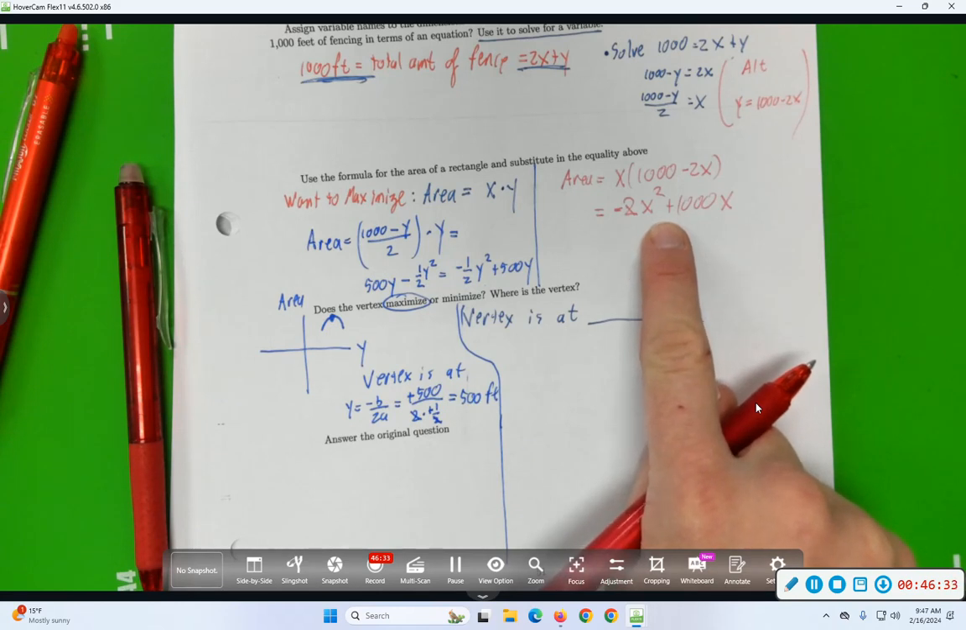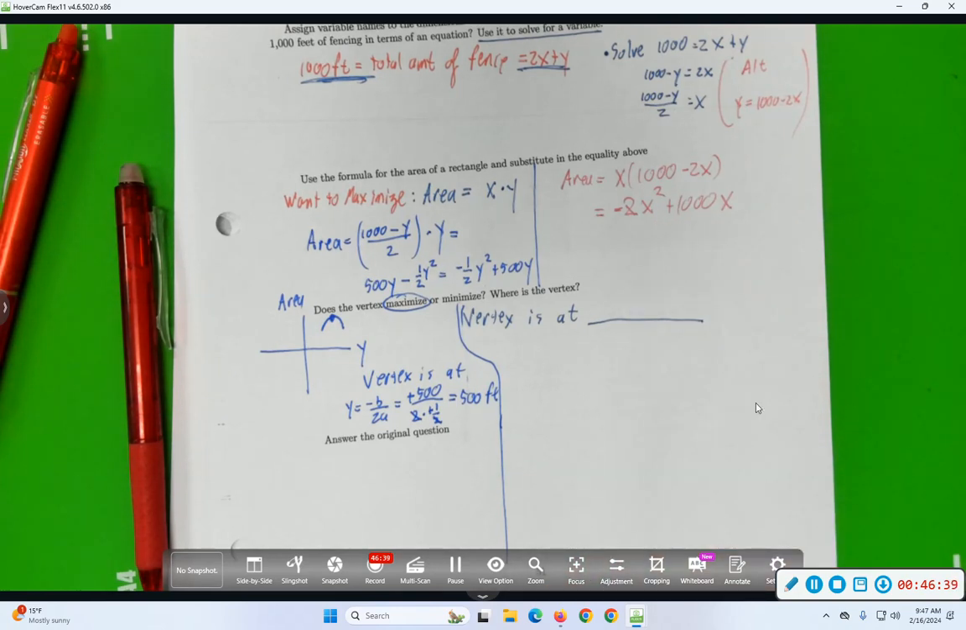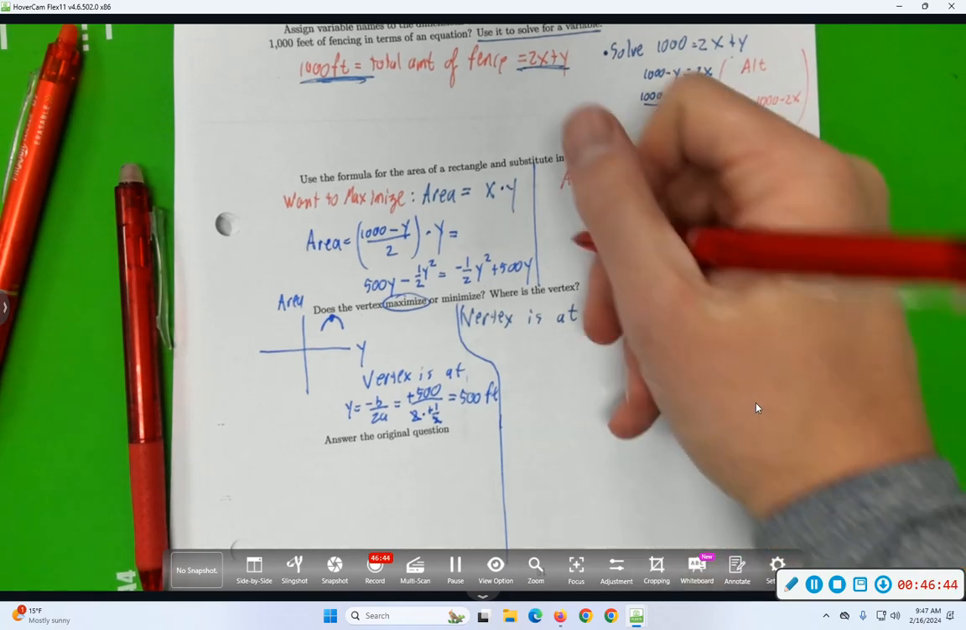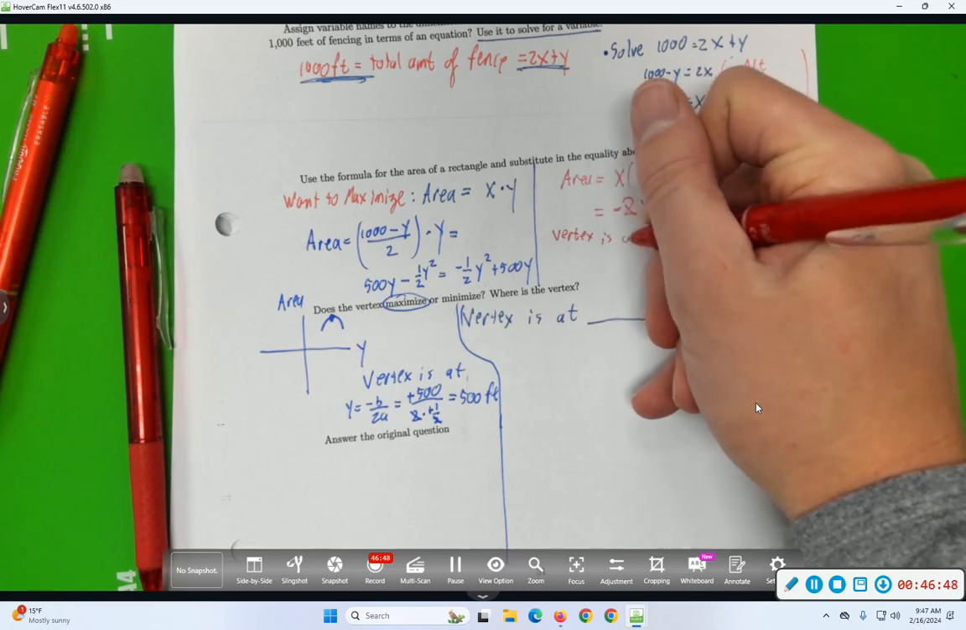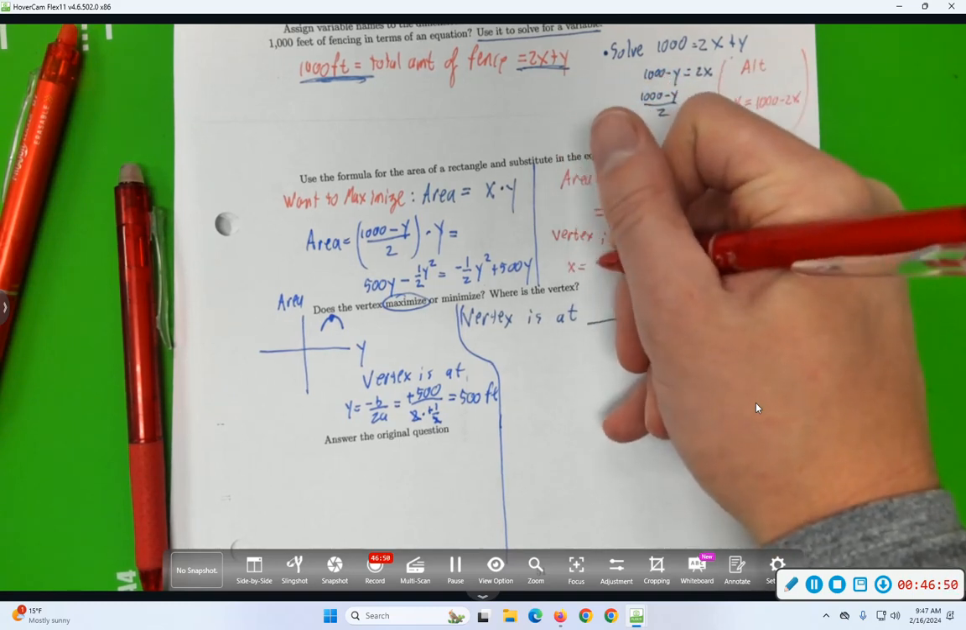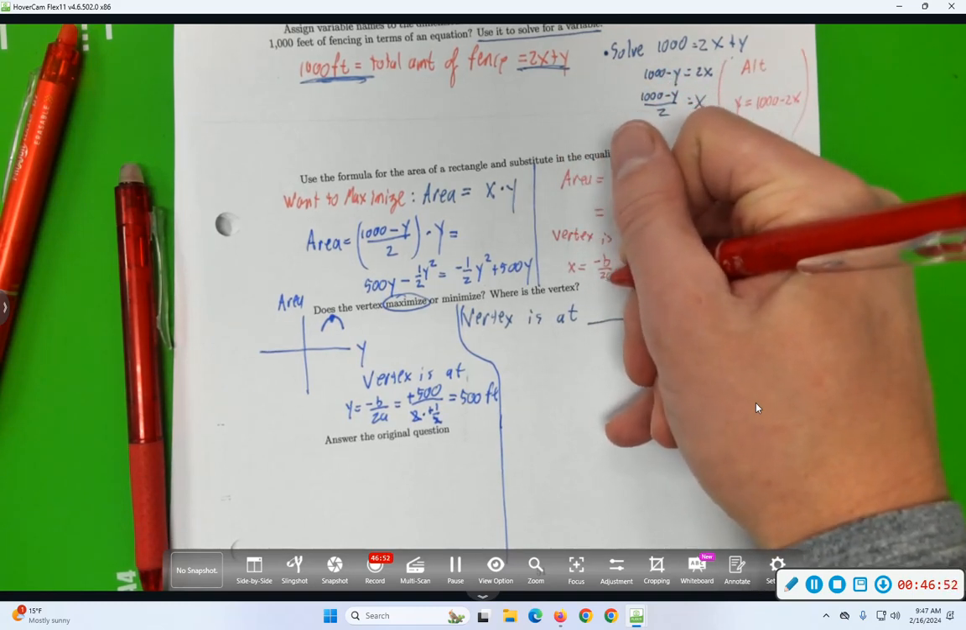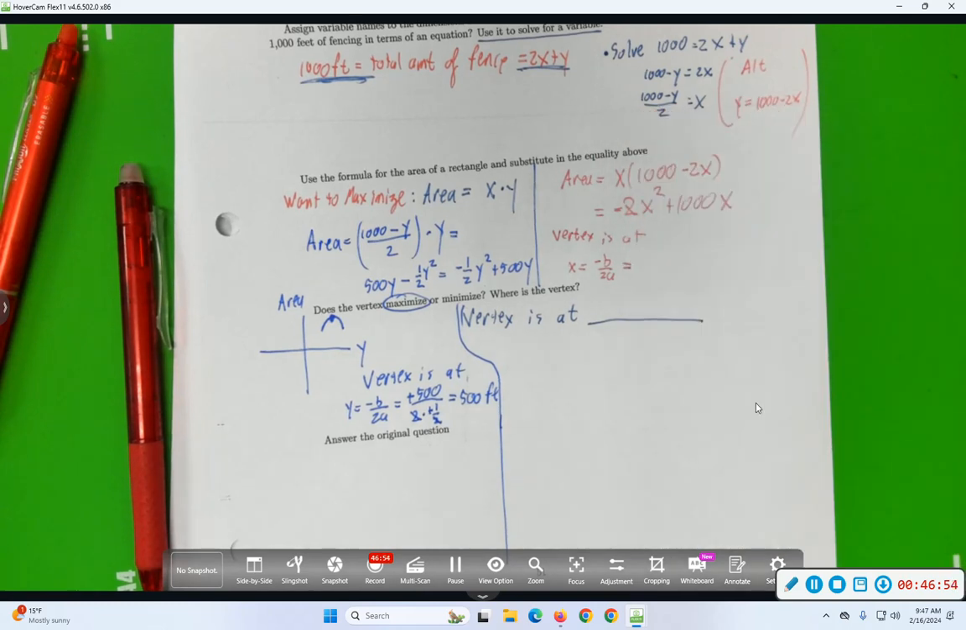Down, so the vertex maximizes or minimizes? Awesome, maximizes. So let's just write down where the vertex is. So the vertex is at x equals negative b over 2a. And if you plug in the choice for b and a as appropriate, what do you wind up with?